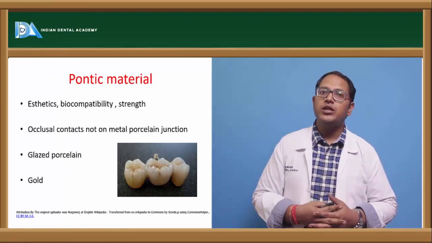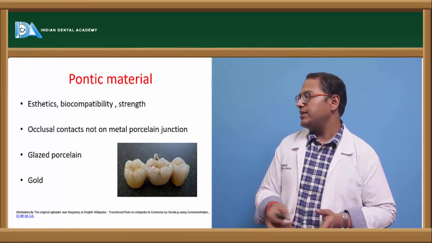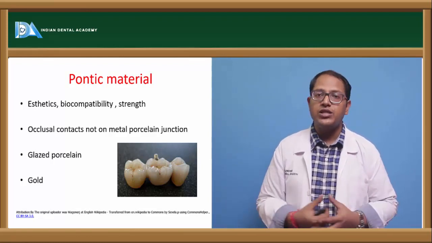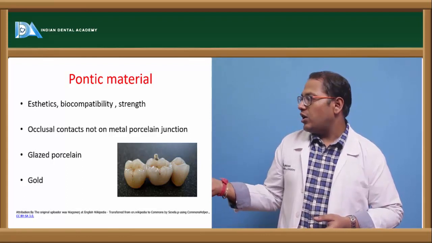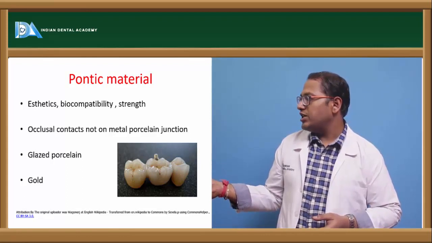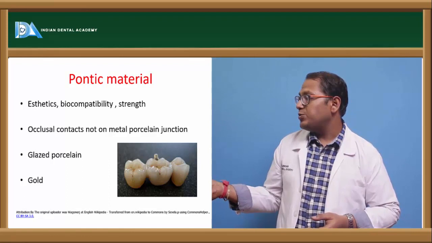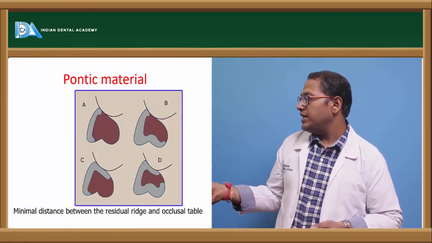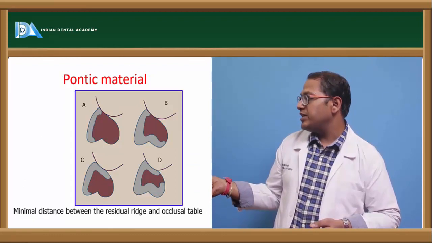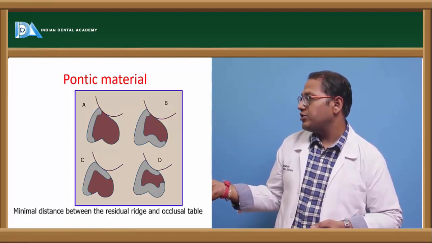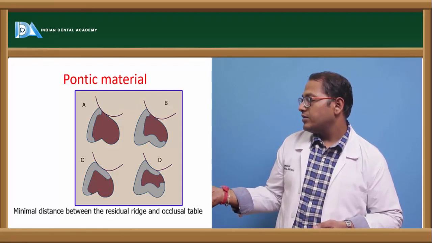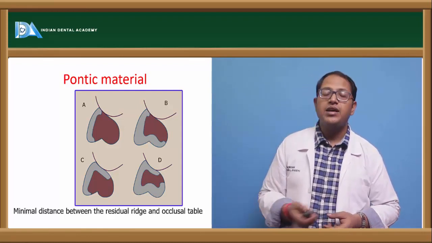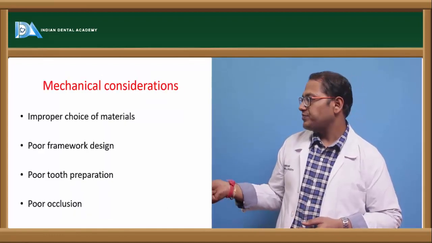Now what are the different Pontic materials that we can use? The Pontic materials can be aesthetic, it has to be biocompatible, it should have a good strength. The occlusal contact not on the metal porcelain junction should be there. Glazed porcelain and gold, if used, is the best. So for the Pontic material, the minimal distance between the residual ridge and the occlusal table should be there, so that the force is not directed away from the center of rotation.